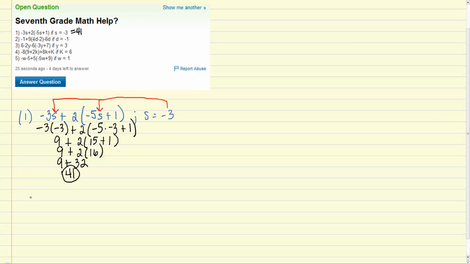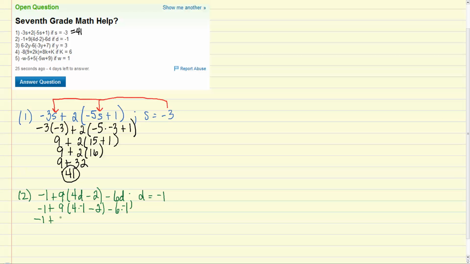For number two, we have negative 1 plus 9 times the quantity 4d minus 2 minus 6d, where d is equal to negative 1. Now we just substitute in: negative 1 plus 9 times the quantity 4 times negative 1 minus 2 minus 6 times negative 1.